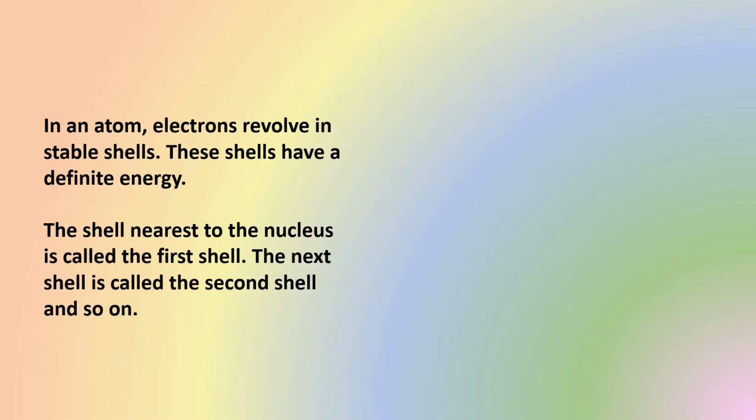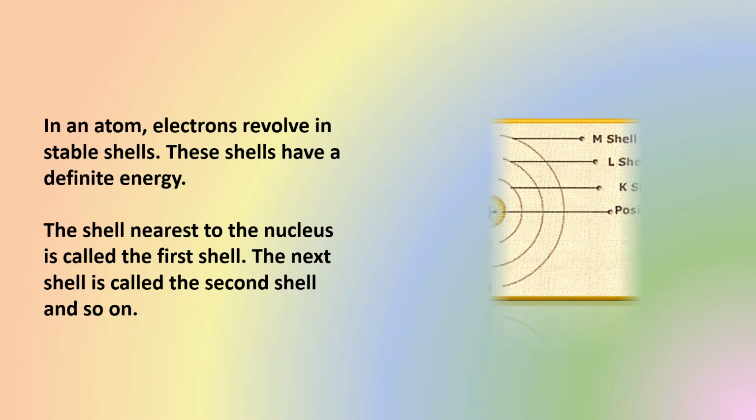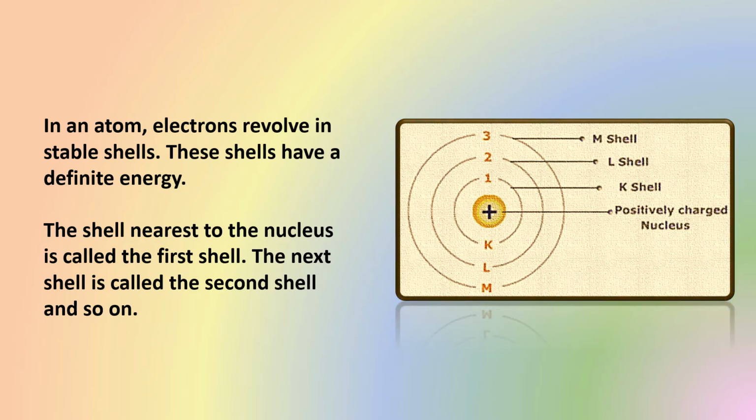In an atom, electrons revolve in stable shells, and these shells have a definite energy. The shell nearest to the nucleus of the atom is called the first shell. Then the second one is called the second shell, and if we have more, then it is the third shell, fourth shell, and so on. So if you see in the figure the positively charged nucleus, then we have one shell around the nucleus, which is the first shell, the second shell, and the third shell.